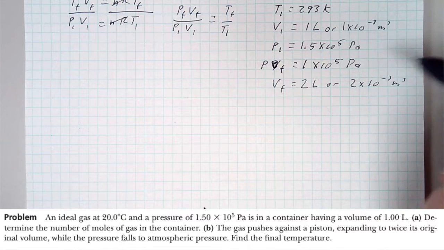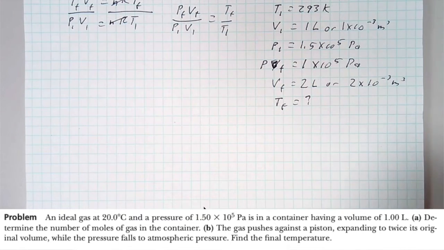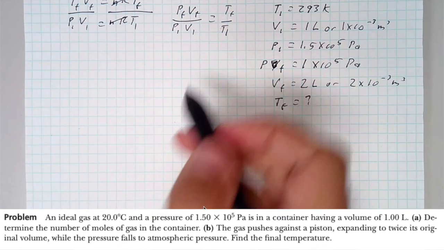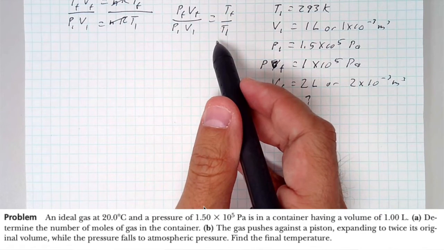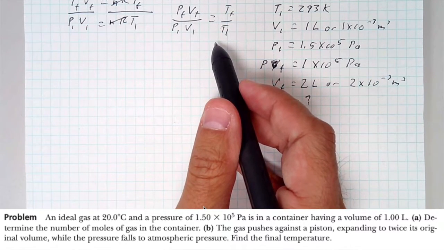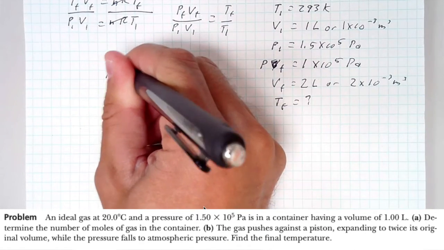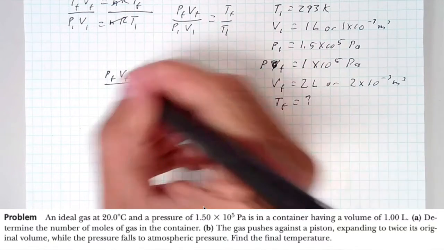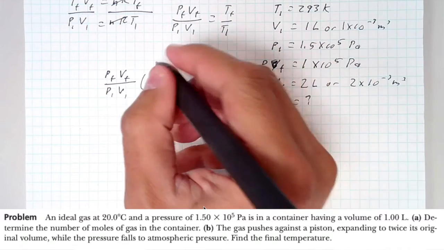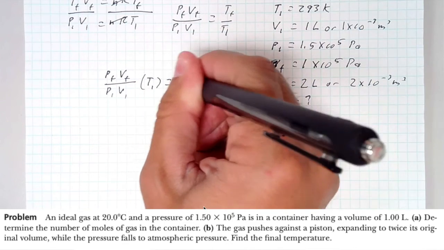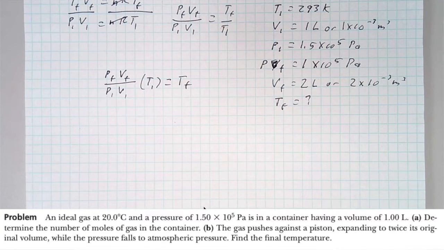And so now we can solve for T final, the thing we're solving for. We're just going to use the equation up here, and all you really need to do is multiply both sides of the equation by T initial. So I can just say that P final V final divided by P initial V initial times T initial is equal to T final, okay? Then from there we just put our numbers into the equation.